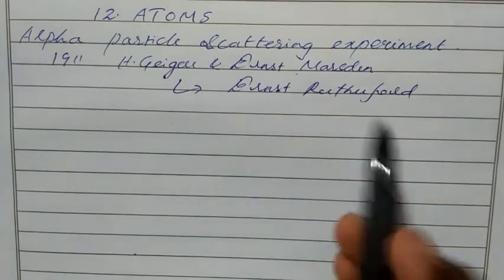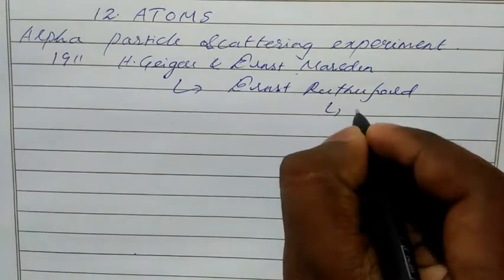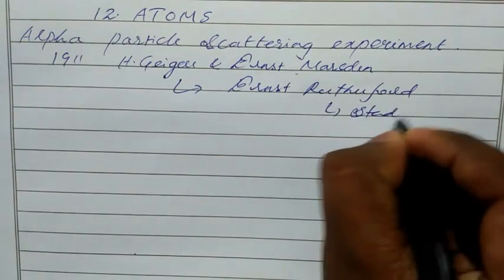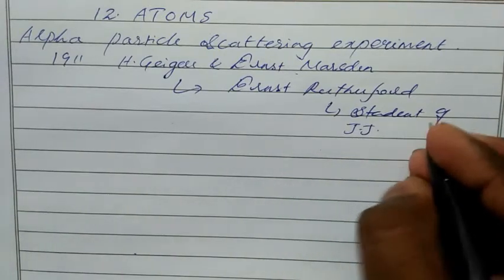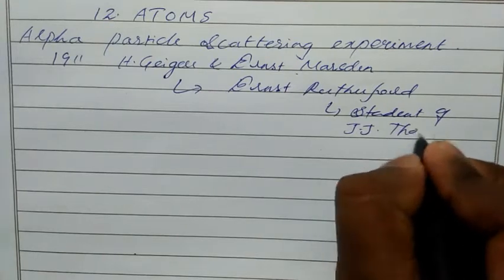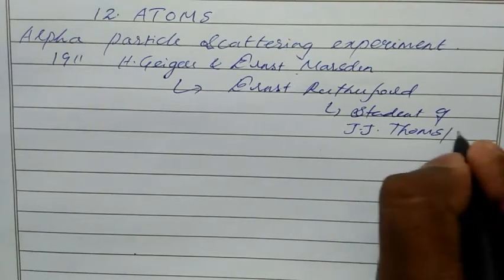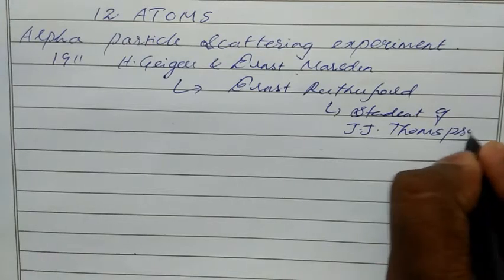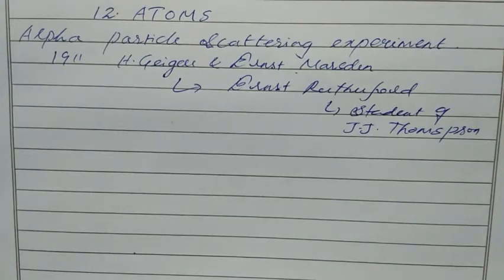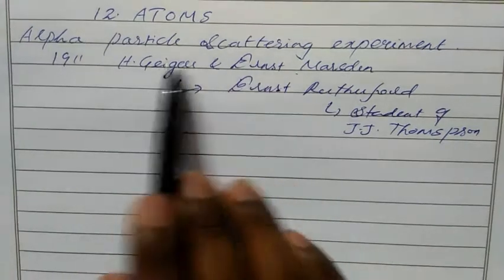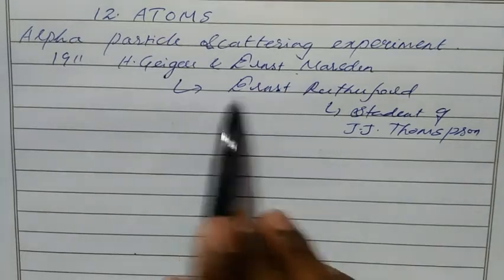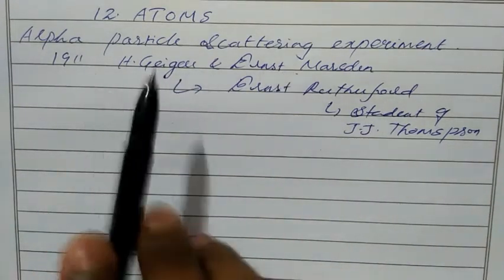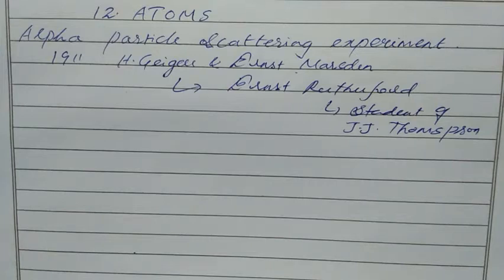Okay, so this Ernst Rutherford is the student of J.J. Thomson, the one who found the electron, who proved that atoms have electrons. So he is the student of J.J. Thomson, and these two physicists are the students of Ernst Rutherford. On the suggestion of Ernst Rutherford, these two did one experiment that is known as the alpha particle scattering experiment. We'll go to the experiment.